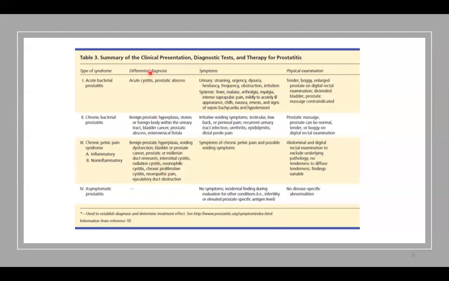So this table gives you a summary of the clinical presentation, the diagnostic test, and the therapy for prostatitis. Now, remember we said based on clinical presentation, we can have 4 clinical classifications. So we have the acute bacterial, the chronic bacterial, the chronic pelvic pain syndrome, and asymptomatic prostatitis. I want you to focus on the symptoms and the physical examination. Note that when you have a patient with suspected acute bacterial prostatitis, you do not massage the prostate gland.